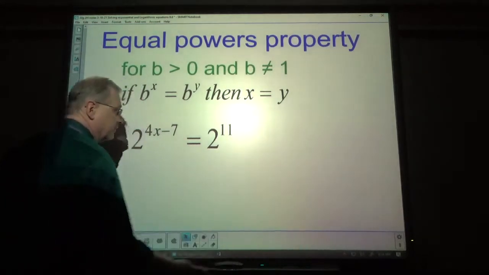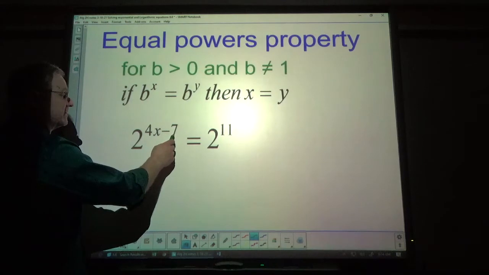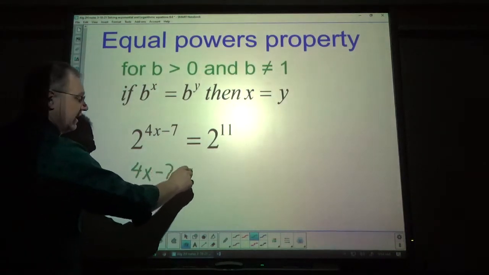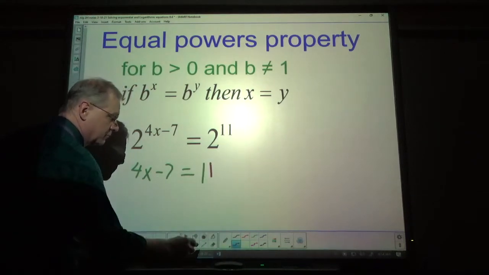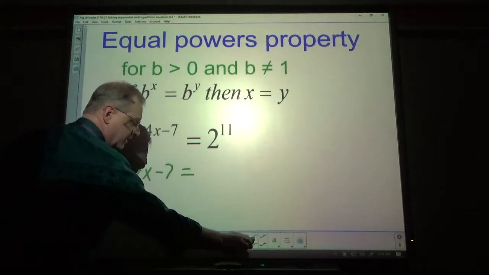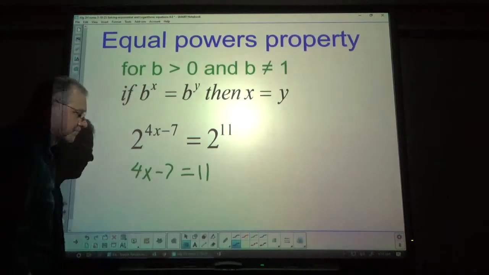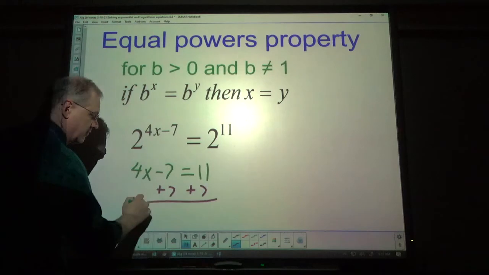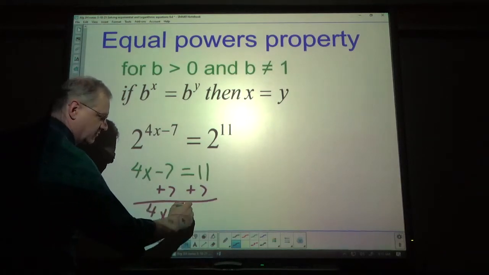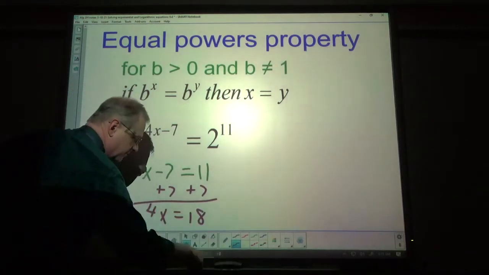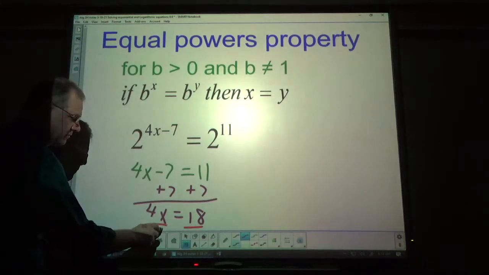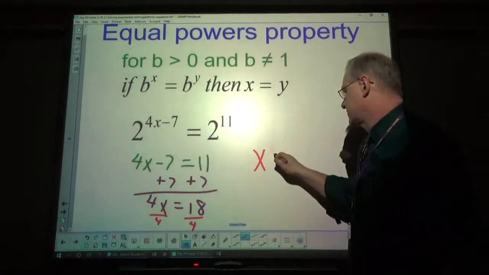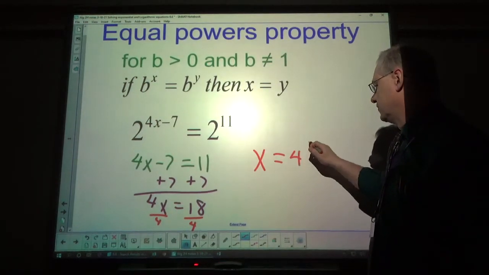So if I have an example like this, 2 to the 4x minus 7 equals 2 to the 11, then 4x minus 7 has to equal 11. Now I just have to solve this. Add 7. 4x equals 18. Divide both sides by 4, and I get x equal to 4.5.